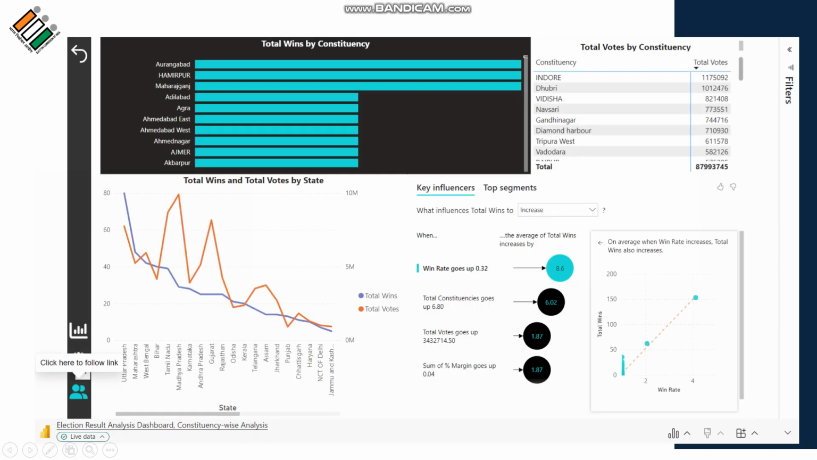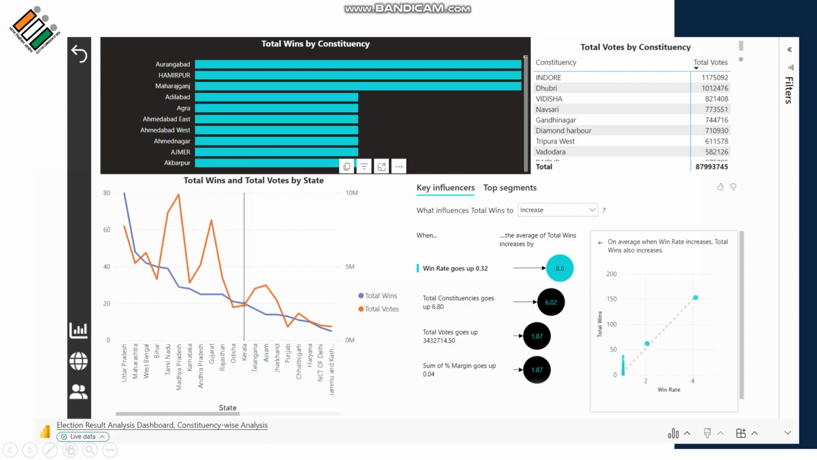Finally, we have the constituency-wise analysis section. This page includes several important metrics, total wins by constituencies. This visualization provides a detailed view of how each constituency voted, allowing us to see local political dynamics. Total votes by constituencies. This metric complements the wins data, showing the actual voting behavior across constituencies.